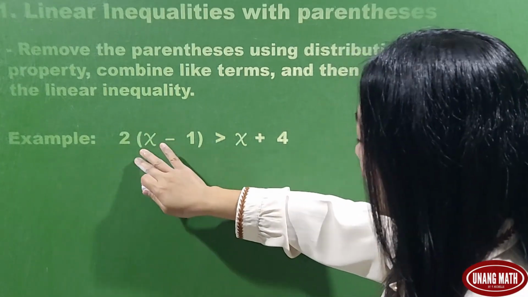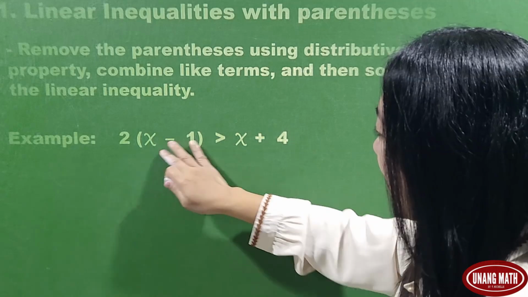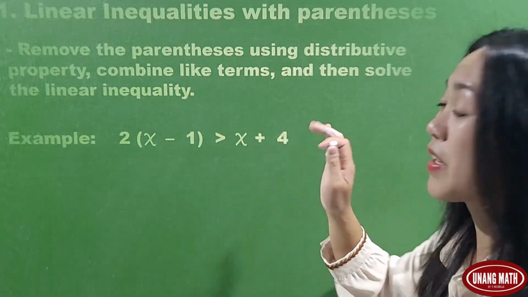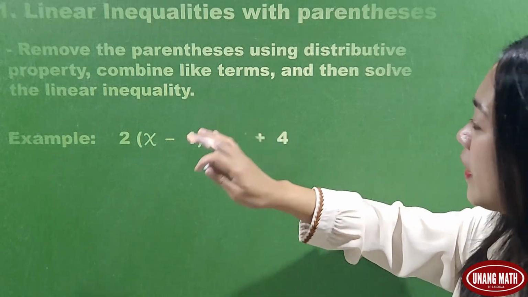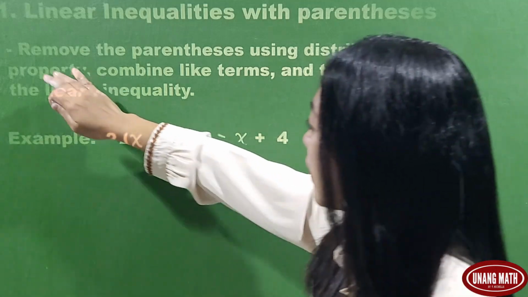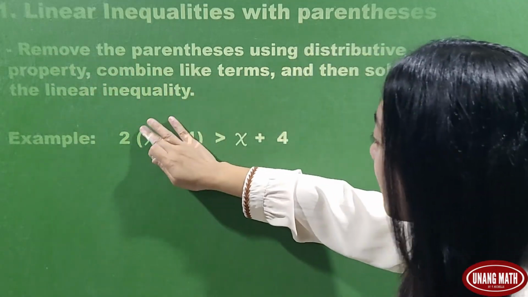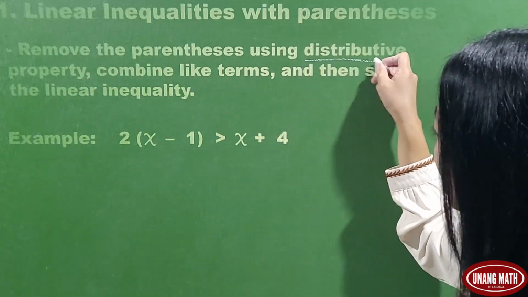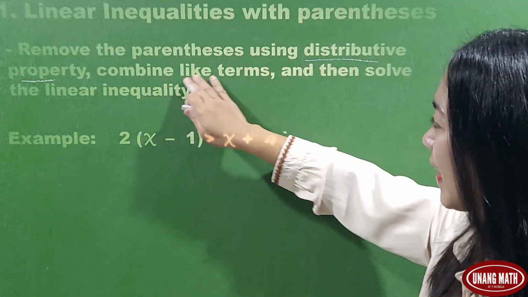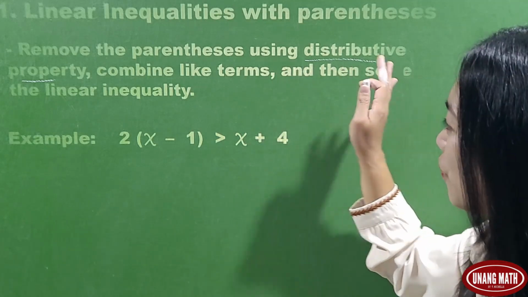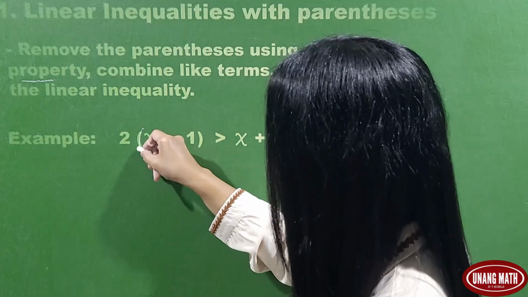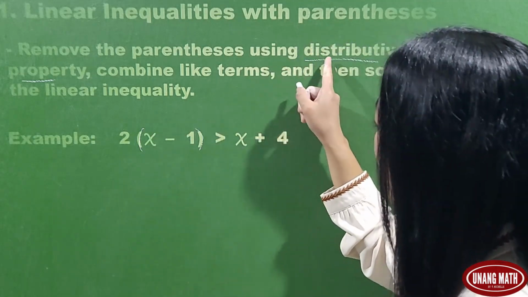2 times this expression x minus 1 inside this parenthesis is greater than x plus 4. In solving linear inequalities with parentheses, what we need to do first is to remove the parentheses using the distributive property. Then we will be combining like terms before solving the linear inequality. To remove this parenthesis, use the distributive property.